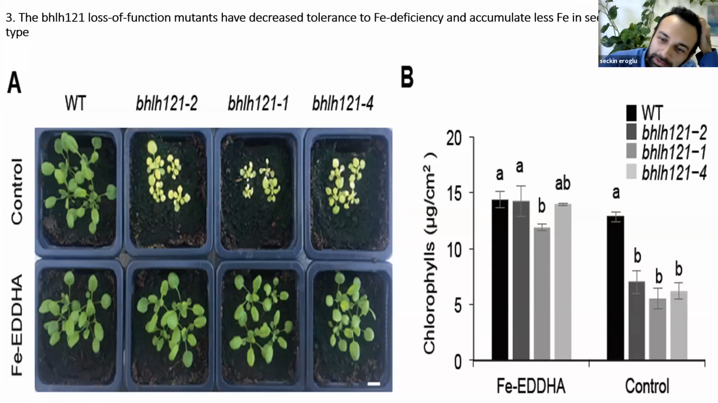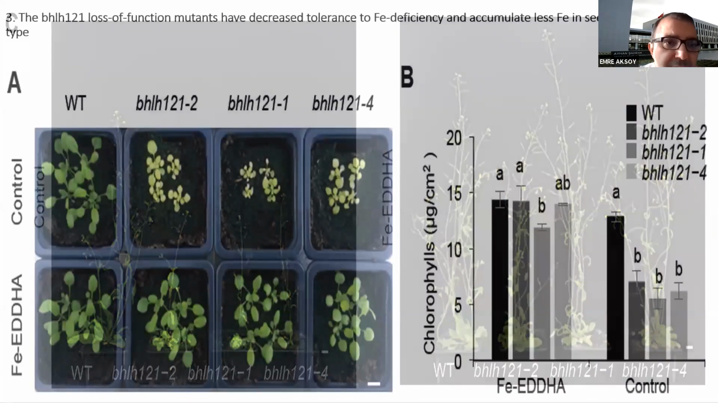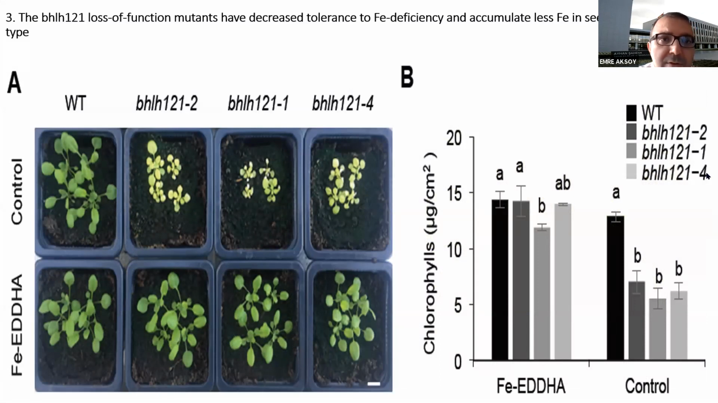Okay. In part B, they just compared the chlorophyll content again. In control conditions, wild type's chlorophyll content is higher than all of the mutants, as we can see here. And when iron is applied exogenously, the chlorophyll content is similar in wild type and the mutants. Now, one thing in this B graph, normally the total chlorophyll content is shown in the unit of microgram per gram leaf fresh weight. Here they just did the calculation according to the area.